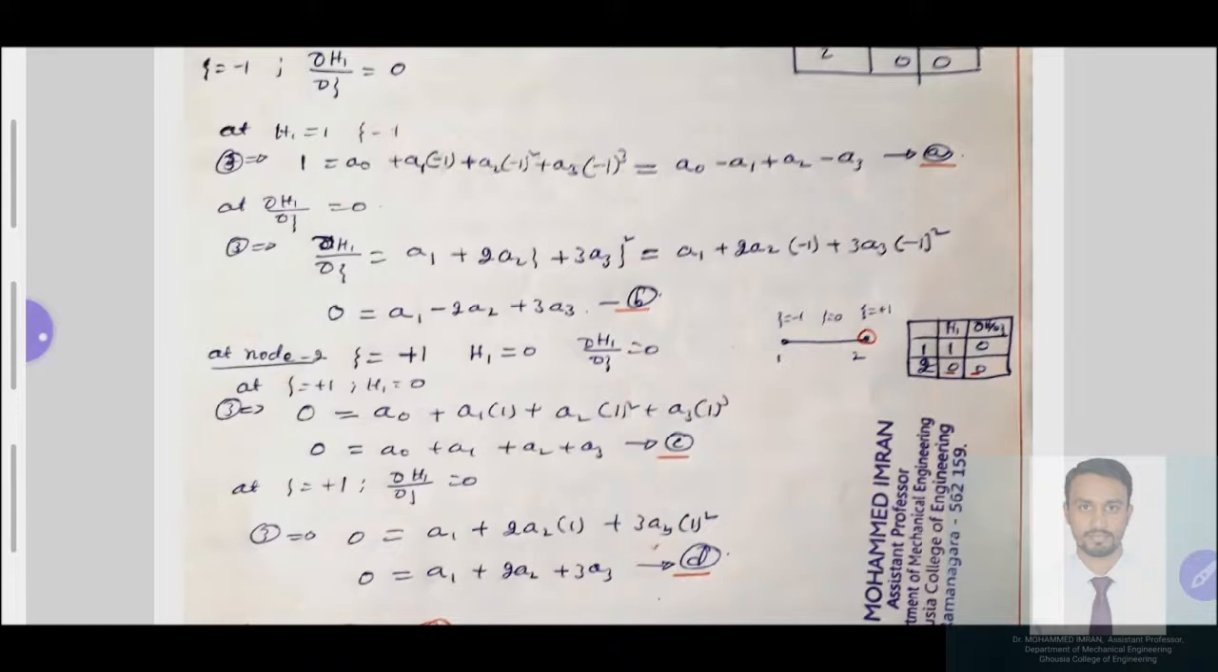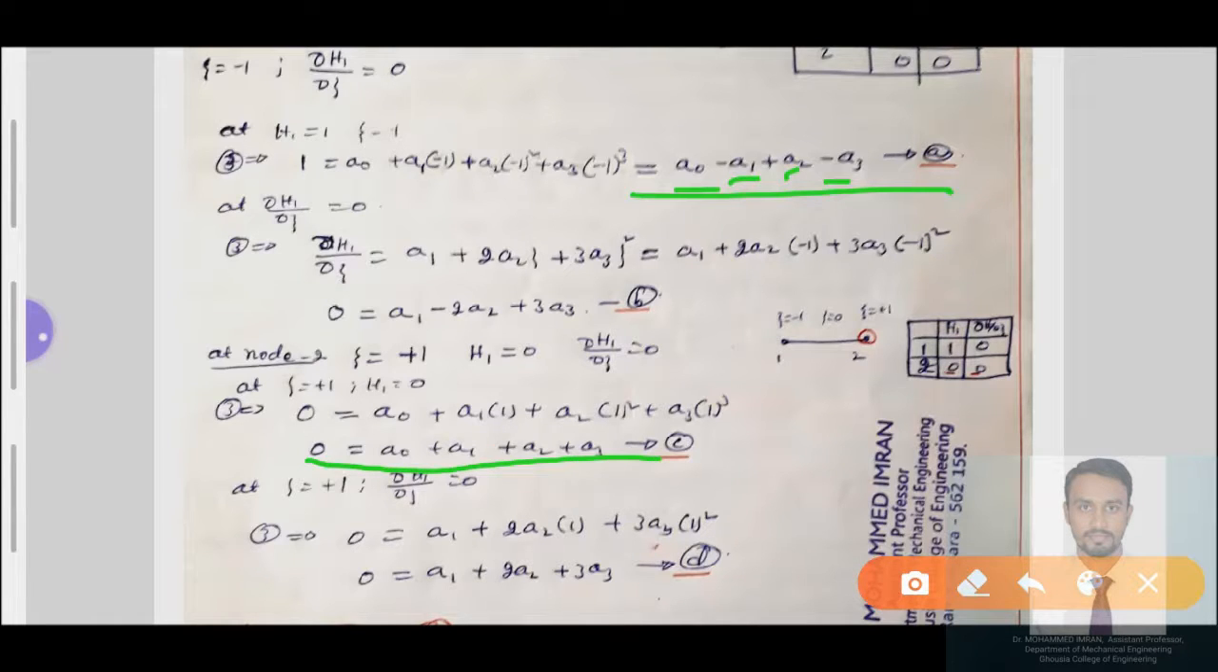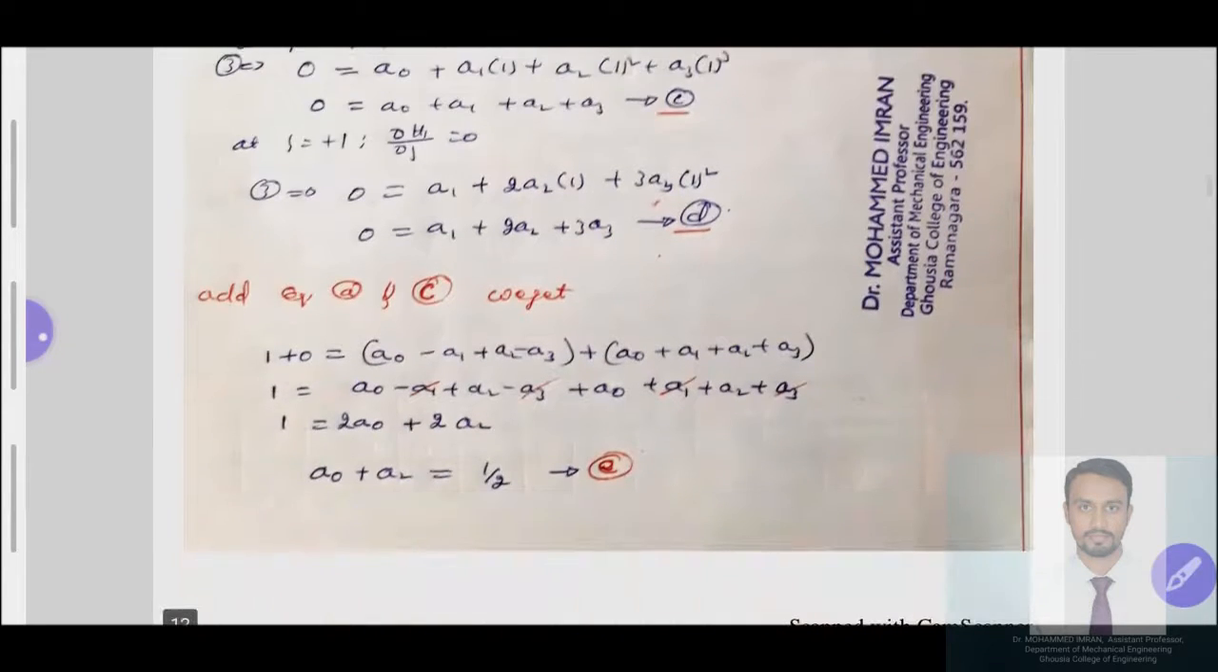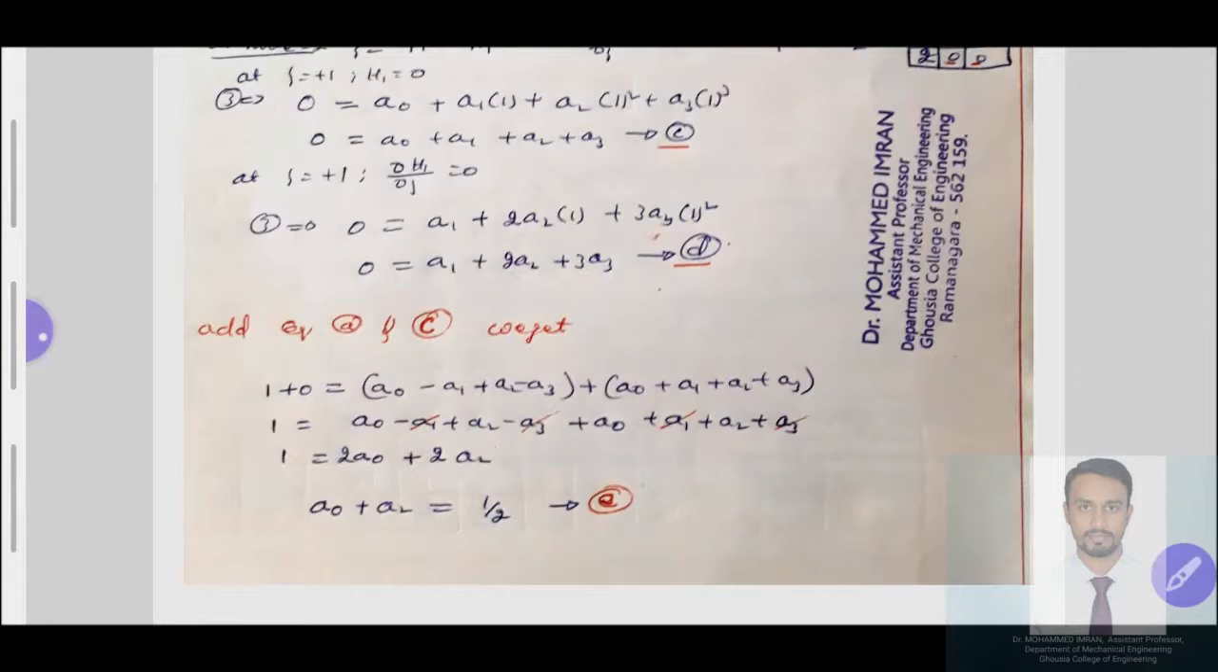Why? Because we have sign convention changes. I'll identify equation number A: 1 is equal to a0 minus a1 plus a2 minus a3. Similarly, in equation number C, we can easily see that all 4 characteristics are positive, but here we have plus and minus. So now I'll add equation number A and equation number C. What will happen to that equation? It yields 2 unknown characteristics, whereas we have 4 unknown characteristics in A and C.